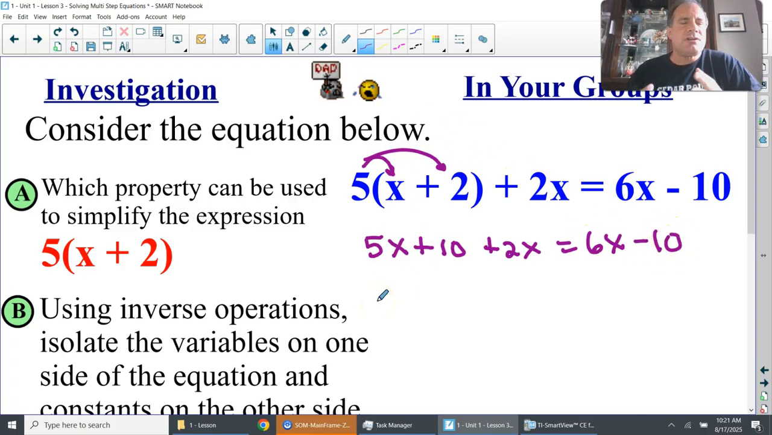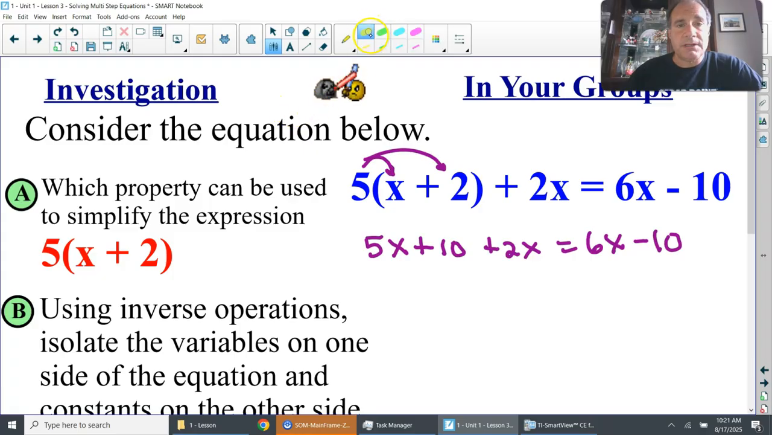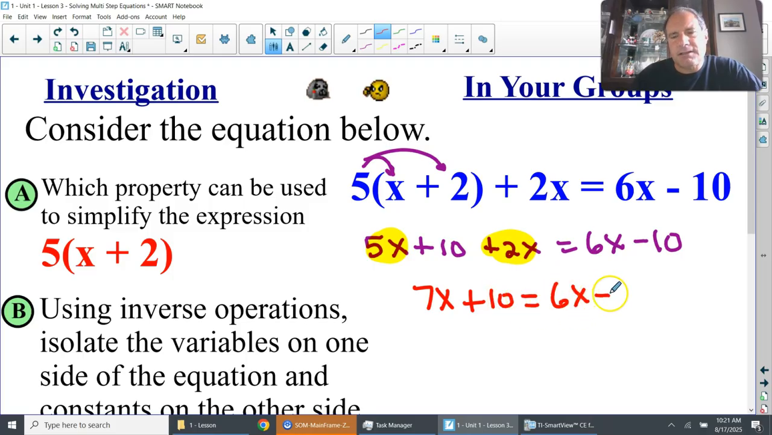Do you see the left side has 3 terms? The right side has 2 terms? The 2 terms, leave it alone. See that left side? It has 3 terms. So that means usually, not always, there will be like terms that you can combine. Once you combine those like terms, that would become a 7x, 5x plus 2x, and then bring down the plus 10. And then you have 6x minus 10.